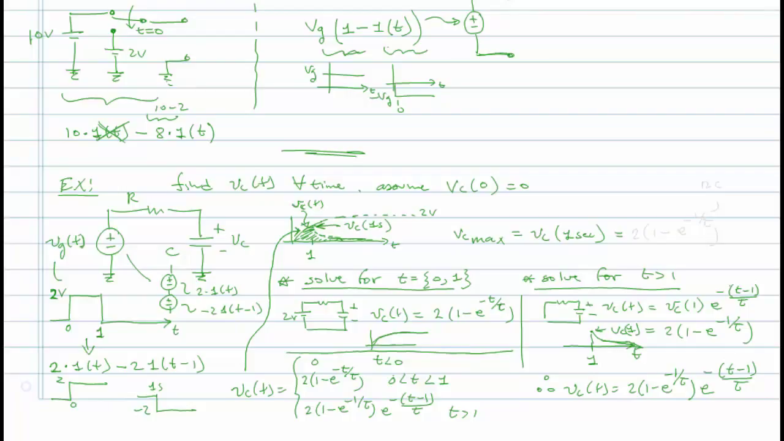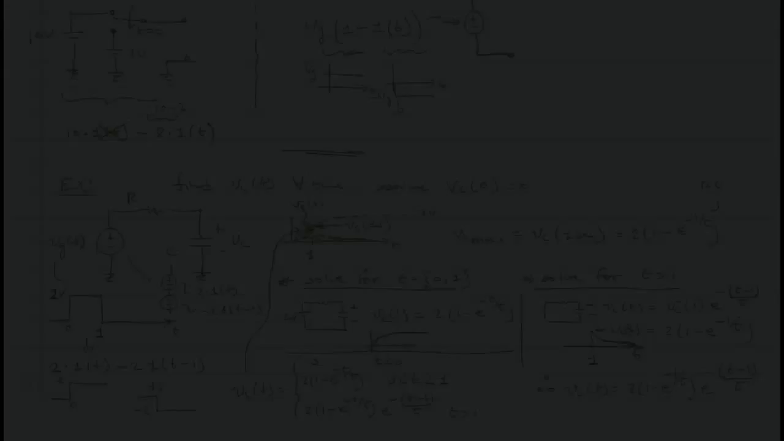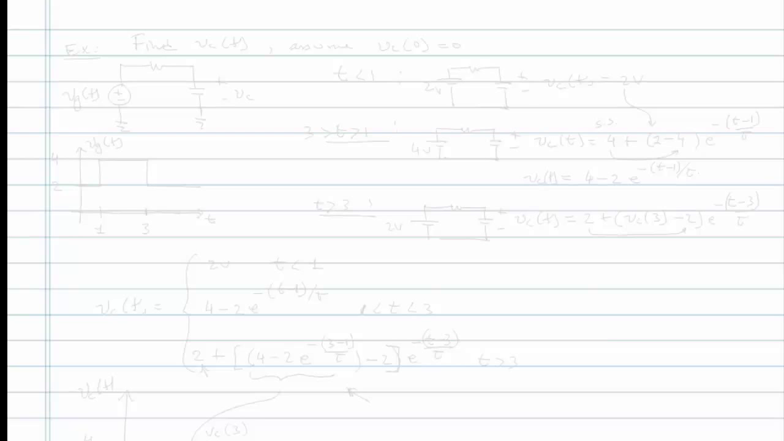So that'll just be equal to 2 times (1 minus e to the minus 1 over tau). So we need to know tau, which is RC, before we can actually calculate that. Let's look at a slightly modified circuit example.